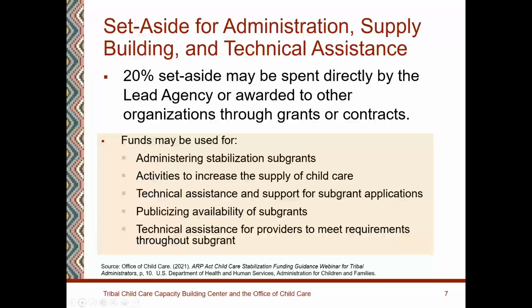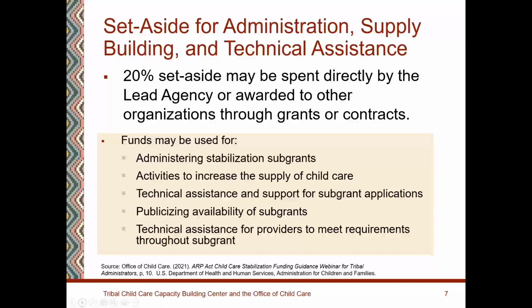But there are 5 specific activities which are mentioned in the OCC guidance. And so the funds can be used to administer the stabilization subgrants. It can be used to increase the supply of childcare and activities associated with it. It can also be used for technical assistance to support subgrant applications, as well as for providers to meet requirements throughout that subgrant, and publicizing the availability of subgrants. Again, we just wanted to note that the base amounts are not subject to the admin cap.